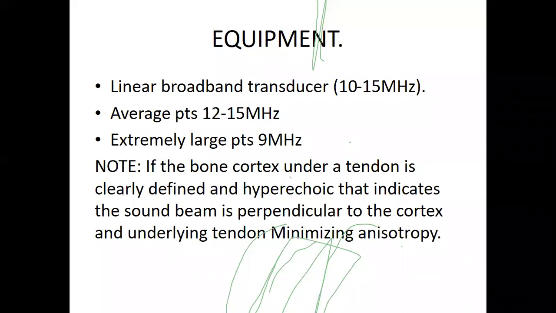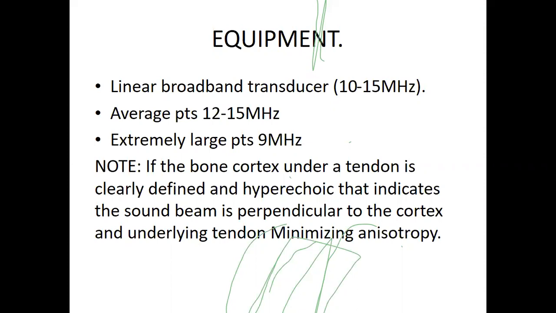Equipment: you need a linear broadband transducer, at least 10 to 15 megahertz for an average patient. This is very important for those of us who have been practicing ultrasound. We understand the importance of the frequency. The high frequency gives you the high resolution, and you compromise on penetration. Remember, we are dealing with superficial structures, so we need high resolution ultrasound. Average patients may need something like 12 to 15 megahertz. For extremely large patients, you may use something slightly lower, like 9 megahertz.